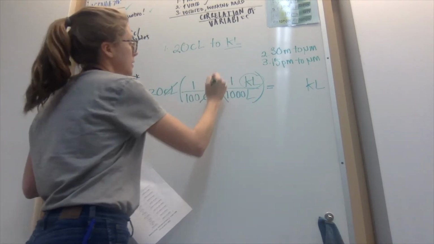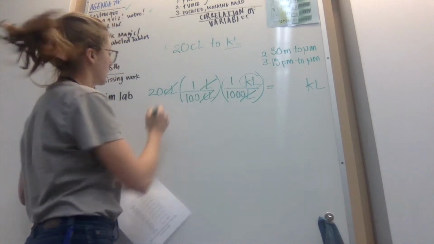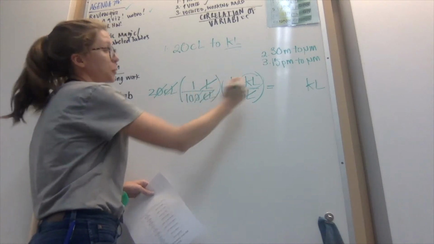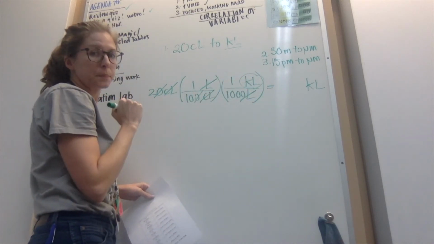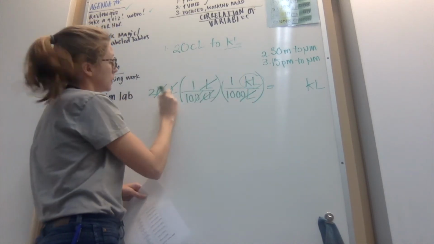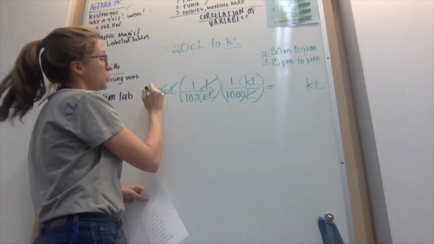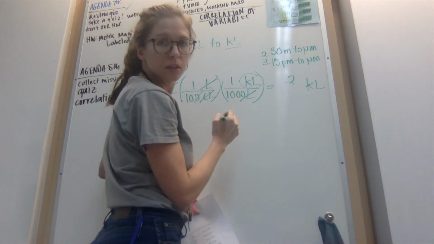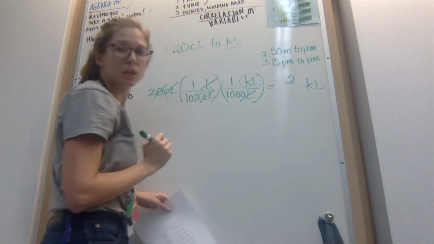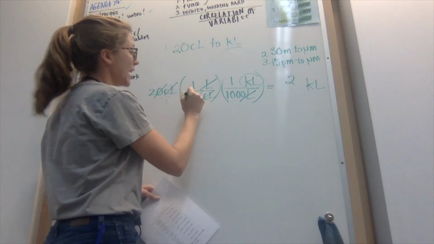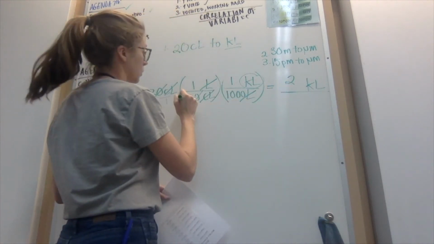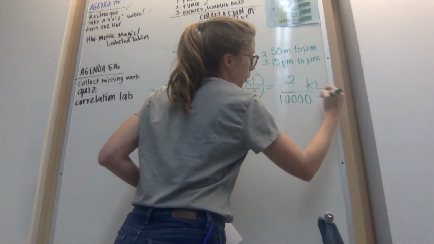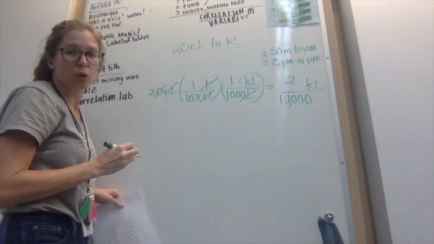So 100 in 1 and 1,000 in 1. Cancel out anything that is the same on the top and the bottom, including this 0, just one time. You can't take a 0 from here and a 0 from here. Okay? And then we'll multiply across the top and the bottom. So 2 times 1 kiloliter over 10 times 1,000. So 1, 2, 3, 4 zeros. So 2 kiloliters over 10,000.